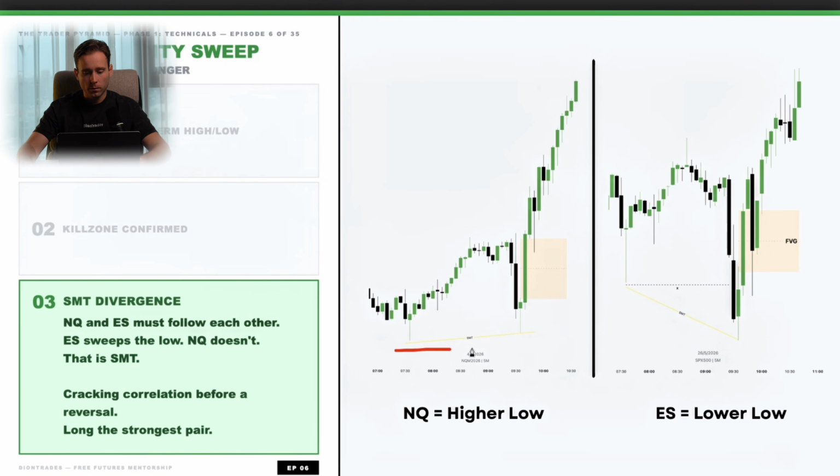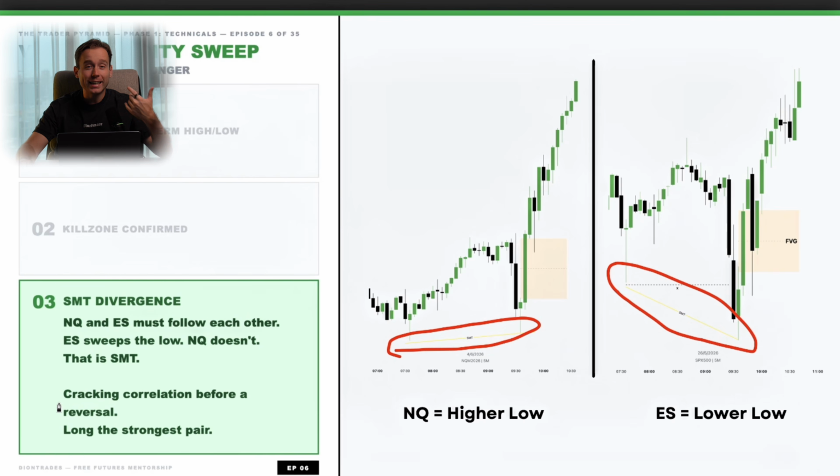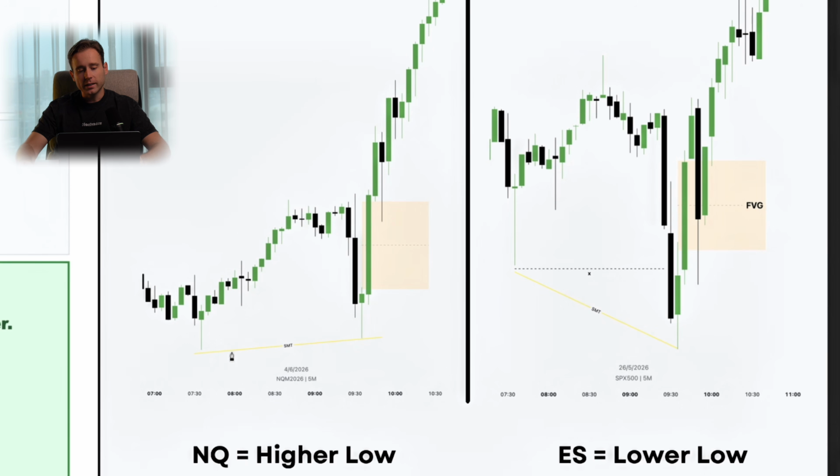So in this example, NASDAQ makes a higher low, ES makes a lower low. They stop following each other. And a crack in correlation indicates a potential reversal. So in this example, we have NASDAQ that does not sweep liquidity, but it does the market structure shift, the fair value gap, the order block to trade higher.